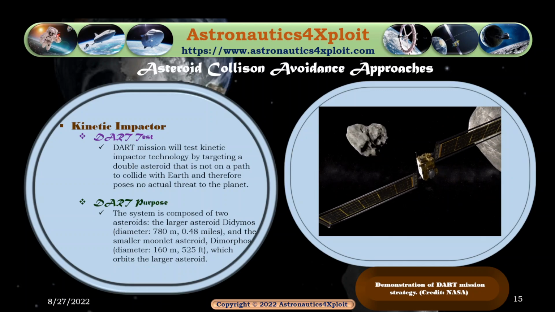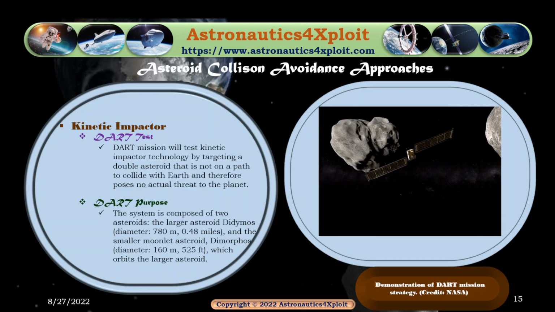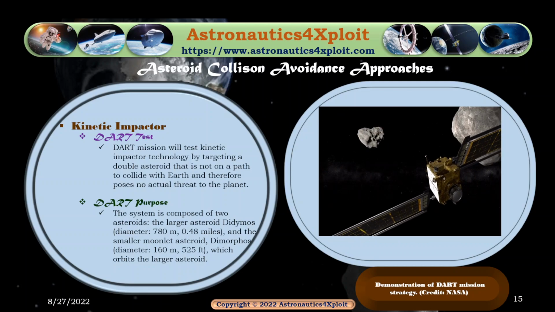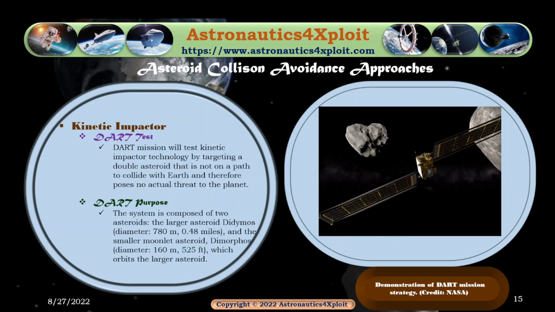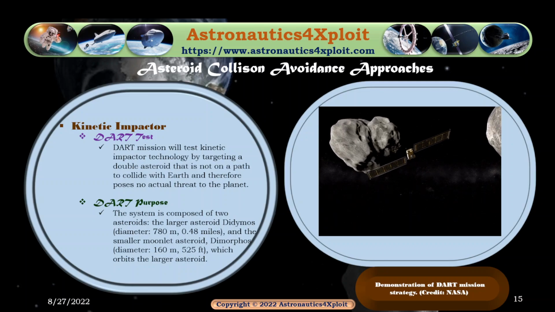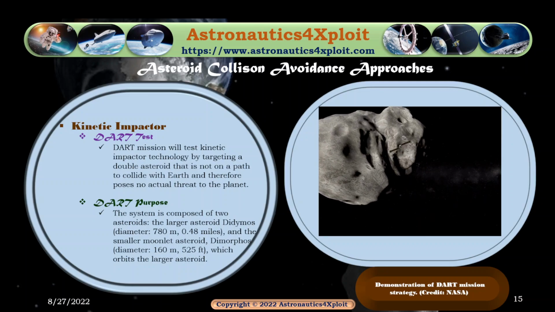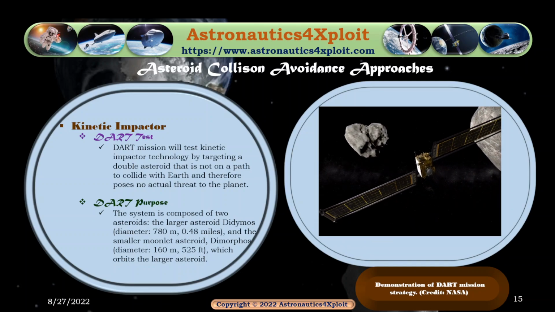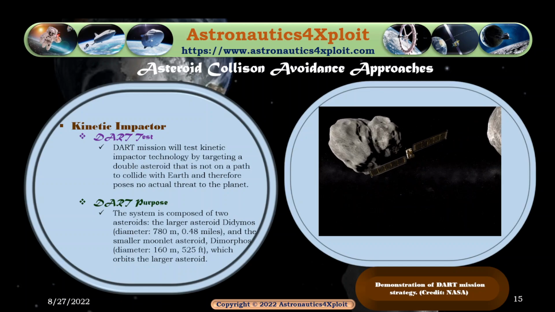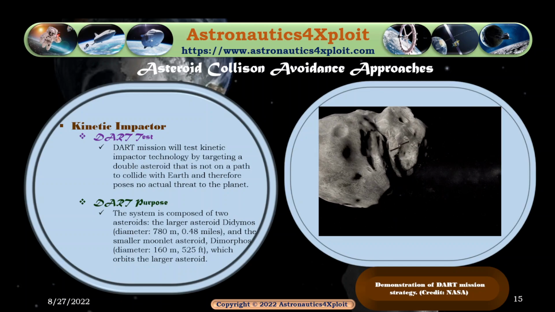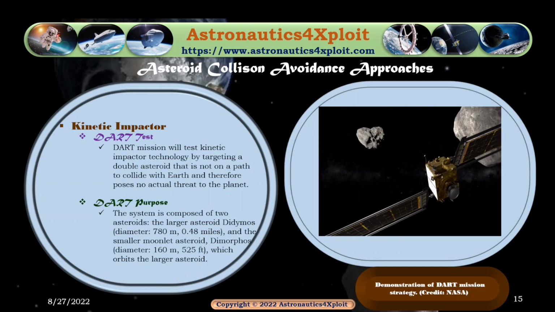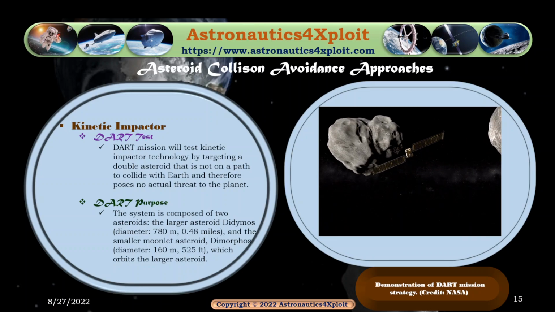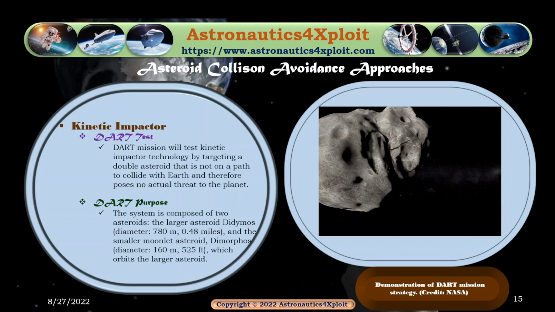That mission will test kinetic impactor technology by targeting a double asteroid that is not on a path to collide with Earth and therefore poses no actual threat to the planet. The system is composed of two asteroids, the larger asteroid Didymos and the smaller moonlet asteroid Dimorphos, which orbits the larger asteroid. This animation shows the demonstration of that mission strategy.